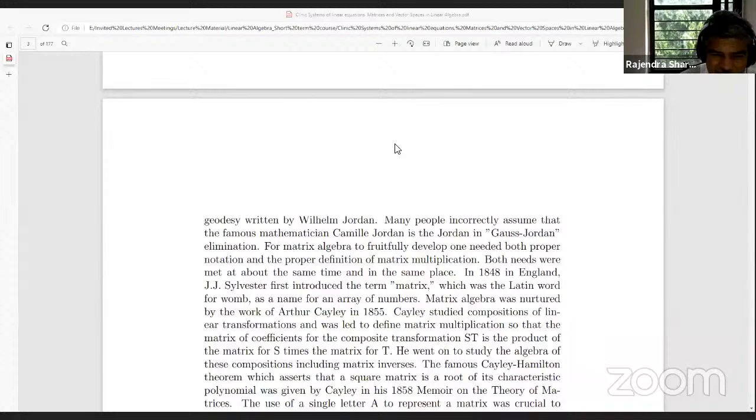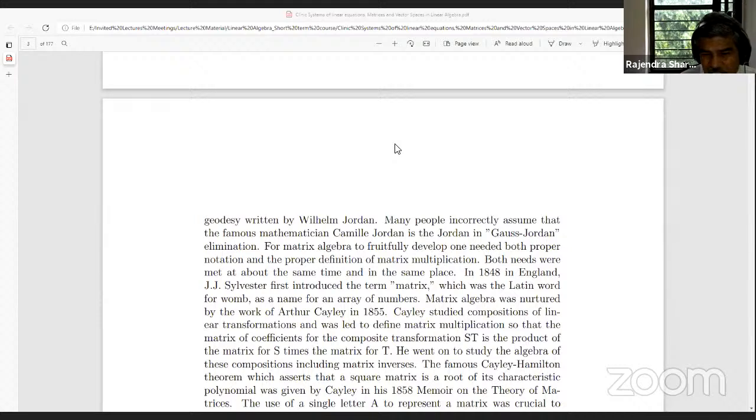So matrix algebra was nurtured by Cayley in 1855. Cayley studied compositions of linear transformations and defined the matrix multiplication this way, so that the matrix of the coefficients of the composite transformation ST of S and T is the multiplication of the matrix for S with the matrix of T.